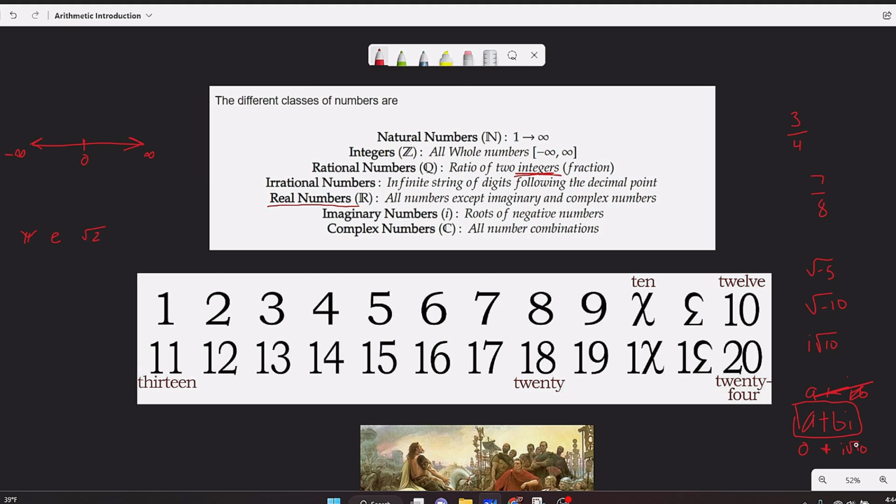The same thing vice versa. If the imaginary part was 0, we didn't even have one, it'd still be considered a complex number. And those are the different classes of numbers that we have.